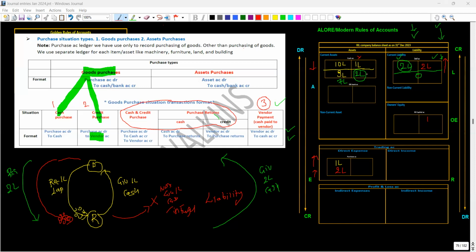Okay, next they'll ask a question: why purchase account gets debited and why cash account credited, as per the golden rules and as per the other rules of accounting. Now you already know what are the golden rules of accounts, what are the modern rules of accounting. Can anyone tell me why purchase account is debited and why cash account is credited as per the golden rules? Any guess?